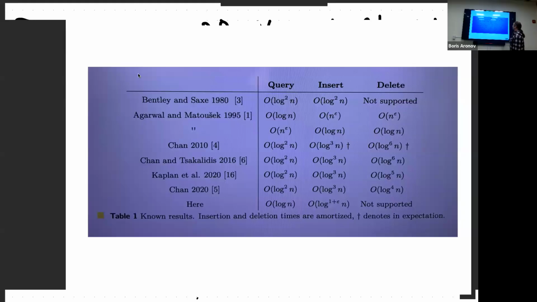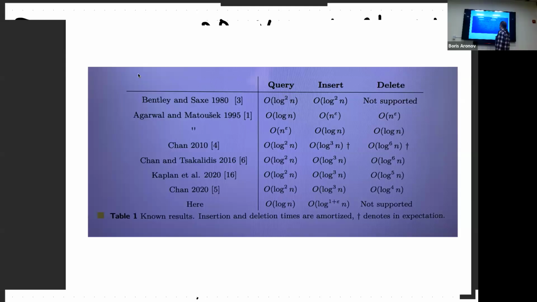Yeah, what is query? I don't know. A query is, given a point, what is the closest point? Show me the nearest neighbor to a query point. So insert points, delete points, given a query, who's closest? That's it. Okay.